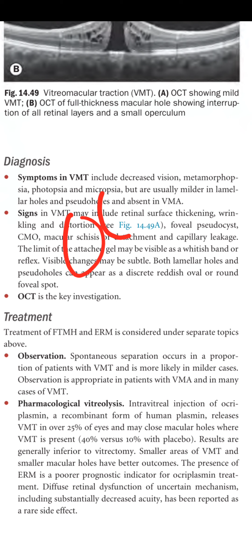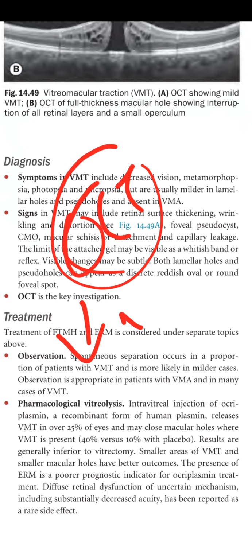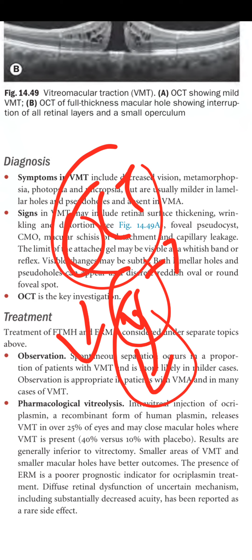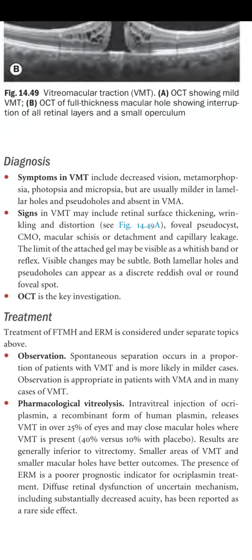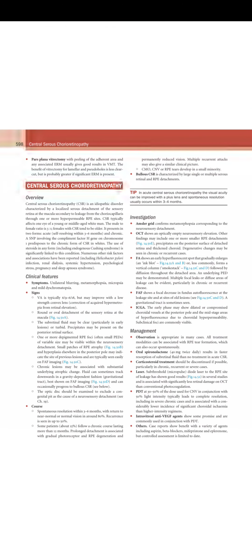So basically ocriplasmin lyses the vitreous and can cause the separation of the vitreous from the retina, and it can also allow the macular hole to heal. Results are generally inferior to vitrectomy. Smaller areas of vitreomacular traction and small macular holes have better outcome. The presence of ERM is a poor prognostic indicator for ocriplasmin treatment. Diffuse retinal dysfunction of uncertain mechanism, including substantially decreased acuity, has been reported as a rare side effect.